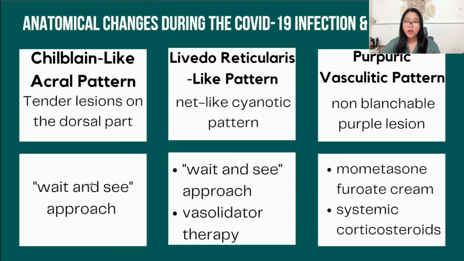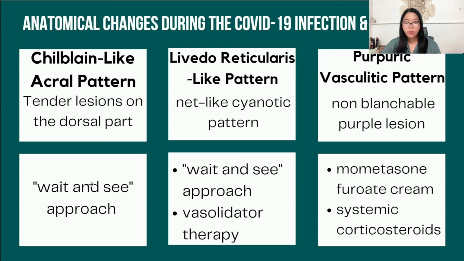The fourth one is chilblain-like acral pattern. It is characterized by tender lesions on the dorsal part of the body, for example, the fingers, toes, ears, and nose. To treat it, a wait-and-see approach can be advised. The fifth one is livedo reticularis-like pattern that appears as a net-like cyanotic pattern. To treat it, a wait-and-see approach is recommended, but vasodilator therapy is available for cosmetic reasons.